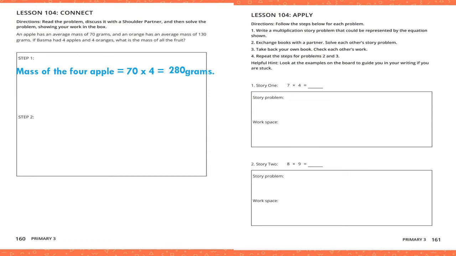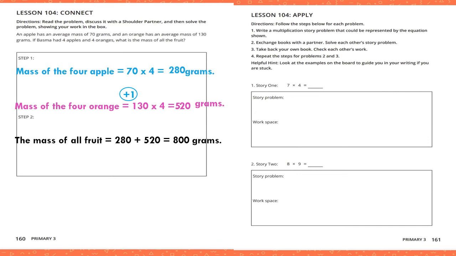The mass of the 4 oranges equals 130 times 4. 0 times 4 equals 0. 3 times 4 equals 12, write 2 and carry up 1. 4 times 1 equals 4, plus 1 equals 5. 520 grams. So the total mass of oranges and apples will be 280 plus 520 equals 800 grams.